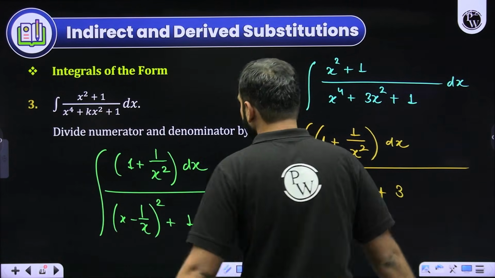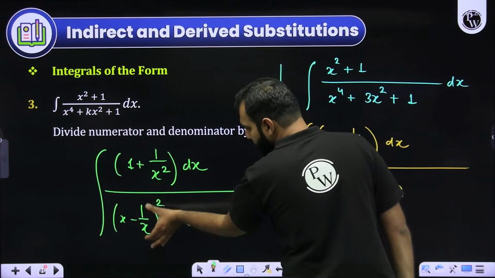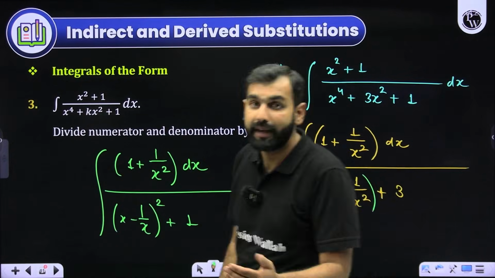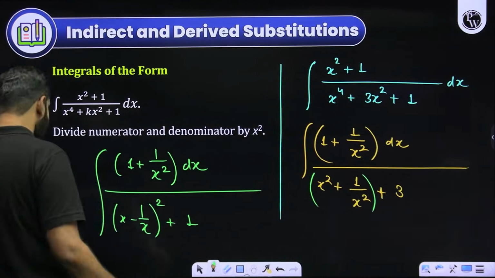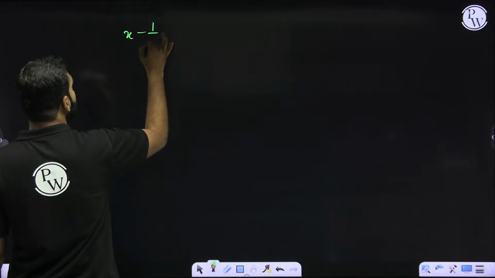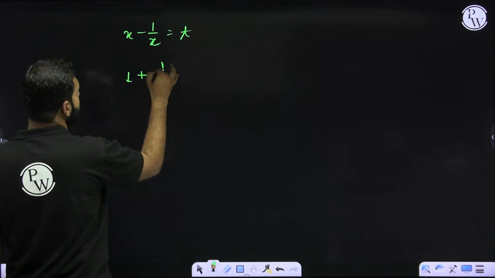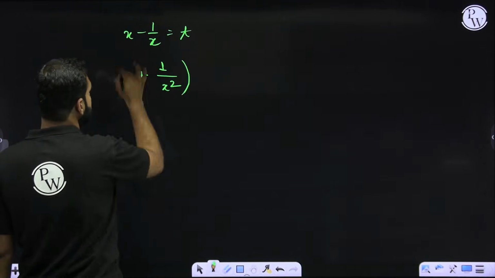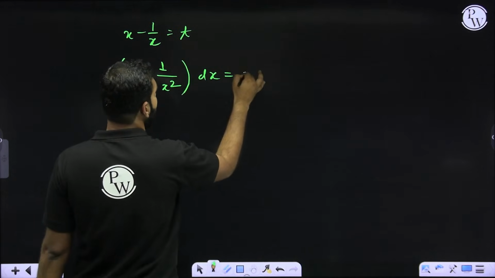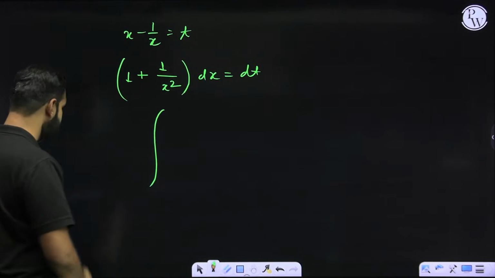That's the key. So here, if I now substitute x minus 1 by x by, let's say, t for a while, I hope I can say 1 plus 1 by x square dx will be dt, and the job is done.